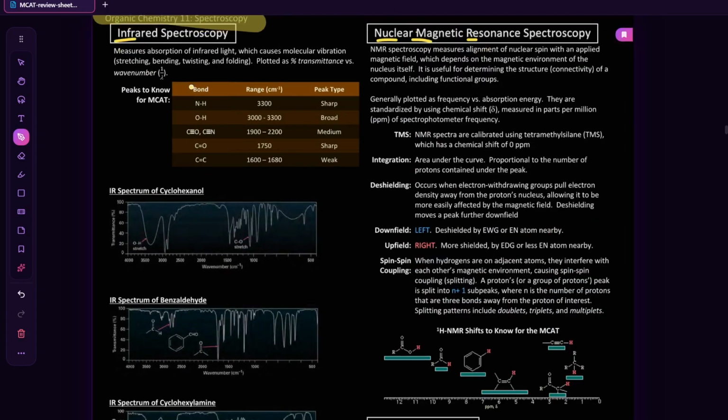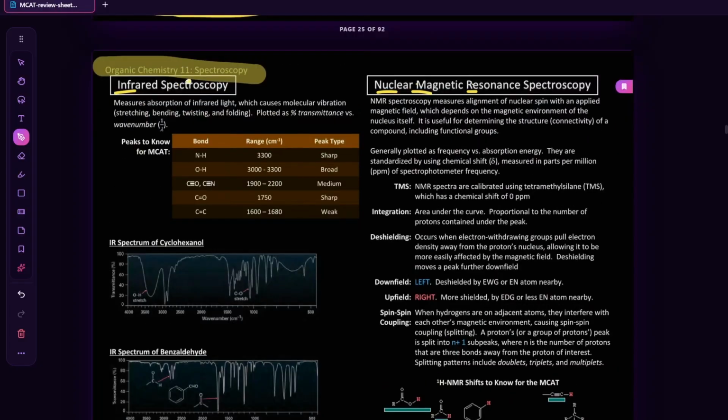So let's start off with IR spectroscopy, which measures the absorption of infrared light, which causes the bonds within the molecule to vibrate. So that's molecular vibration. So you get stretching, bending, twisting, and folding. And it's plotted as a percent transmittance versus wave number, which is just 1 over wavelength. So that's what they're saying here, 1 over lambda, where lambda is wavelength.